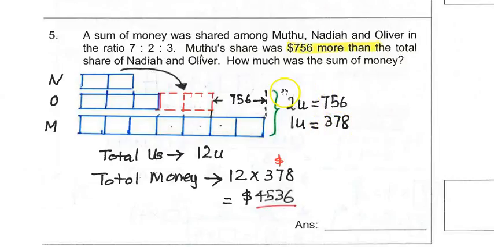Now, what is the question? The question is, how much was the sum of money, the overall, right? 1, 2, 3, 4, 5, 6, 7, 8, 9, 10, 11, 12. All the blue boxes, they are 12 units. So total is 12 times U. 12 times 378 is 4536.